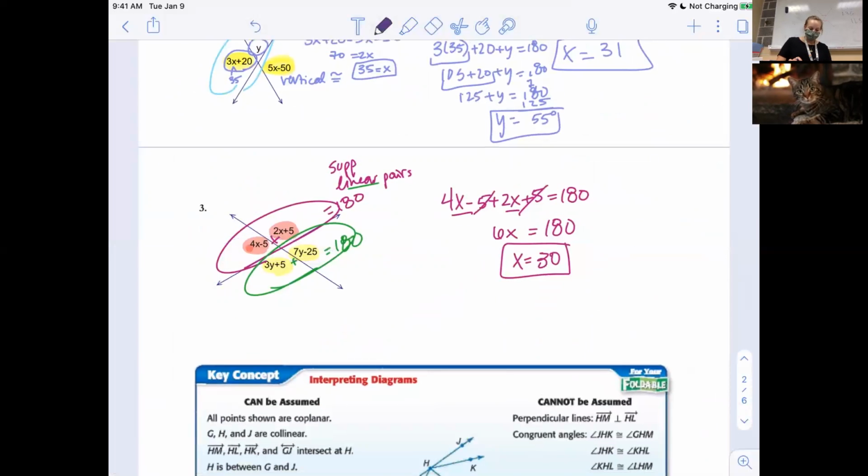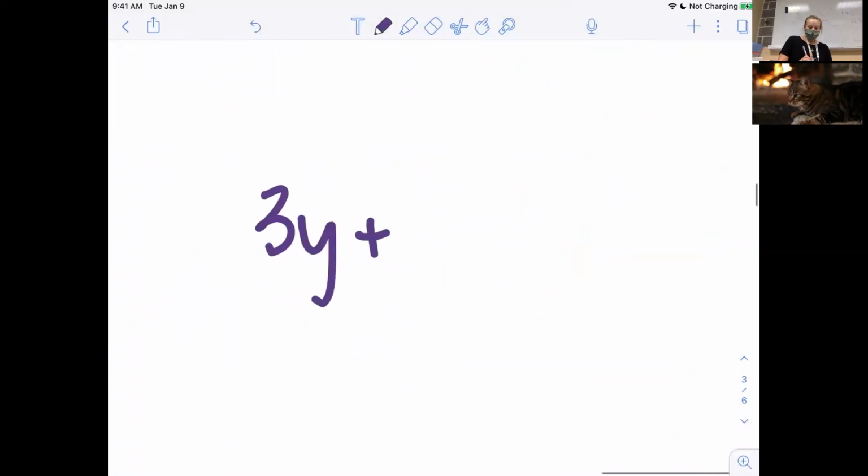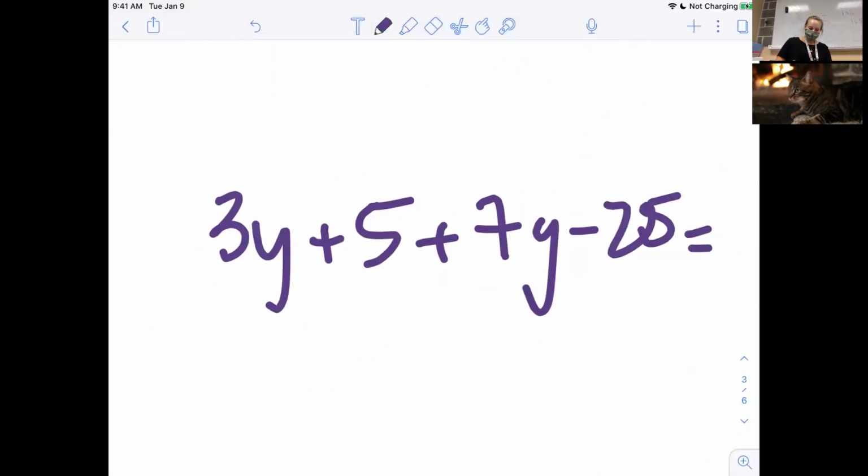the supplementary one. So 3y plus 5 plus 7y minus 25 equals 180. Oh, I ran out of space.